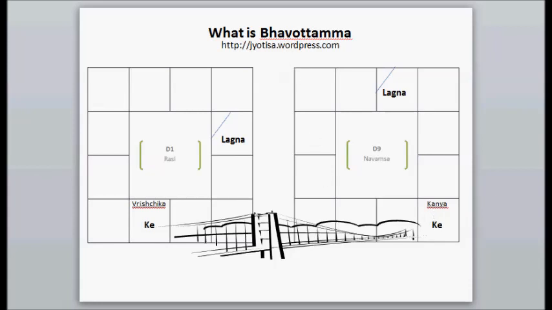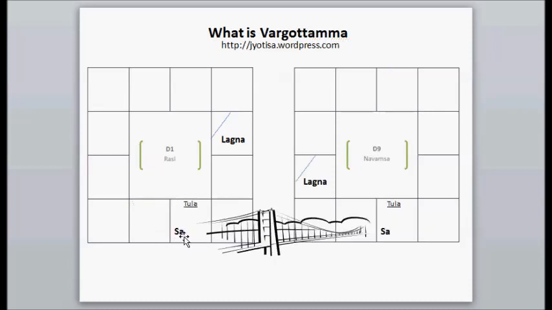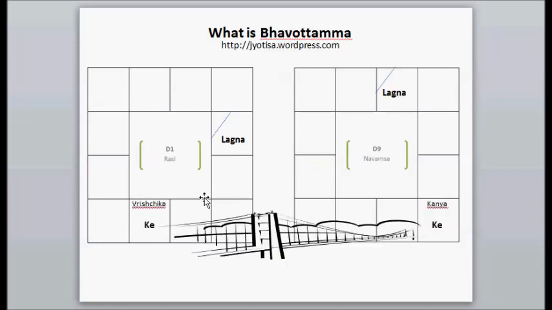Alright, so Vargottamma, let me show you again. Vargottamma means they are sharing the same Rasi. It's not the same house. See, 1, 2, 3, 4th house. This is the 10th house. The 10th and the 4th. These are in 2 different houses, but the Rasis are the same. But in Bhavottamma, the Rasis are different, but the house is the same. 1, 2, 3, 4, 5. 1, 2, 3, 4, 5.